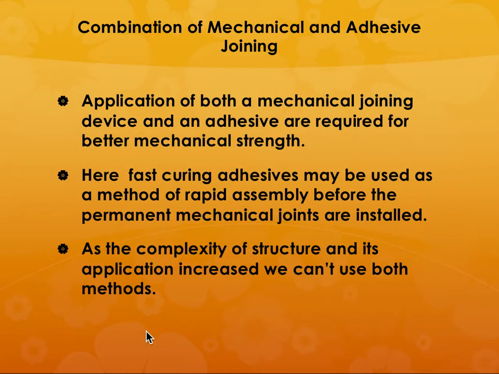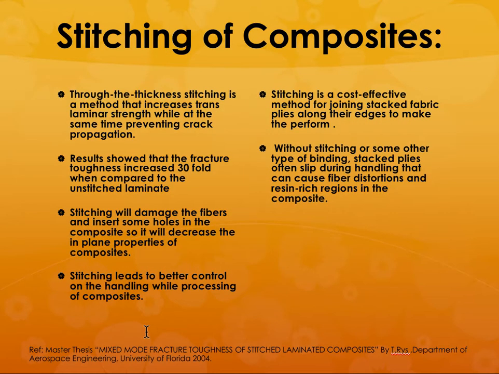So instead of all this, why can't we have a combination of mechanical and adhesive joining? You can, but it's not always preferred. And you can have fast curing adhesives as a method of rapid assembly before the permanent mechanical joints are installed. So you drill a hole, then you bond the two joints together, and then you apply the nut and bolt to bolt it together. So you can do that, but again, it makes it a very complicated process.